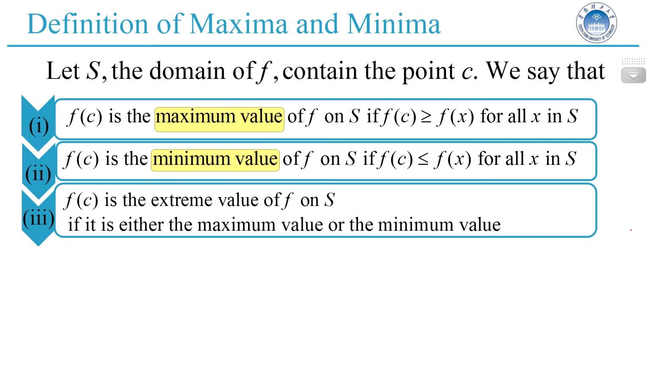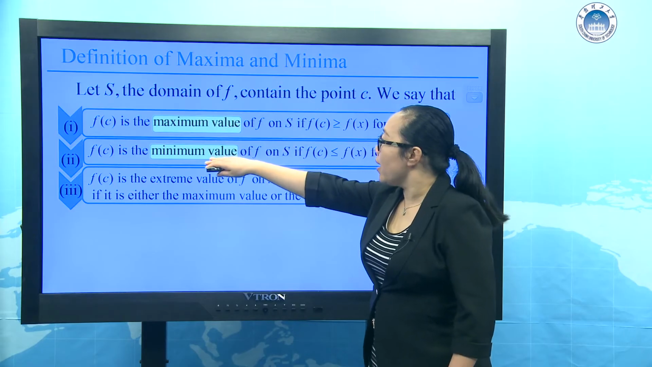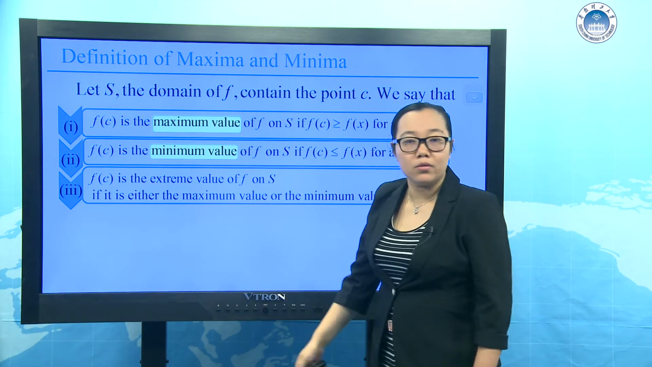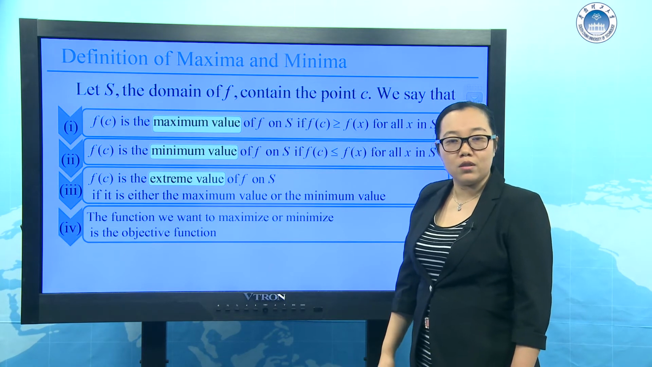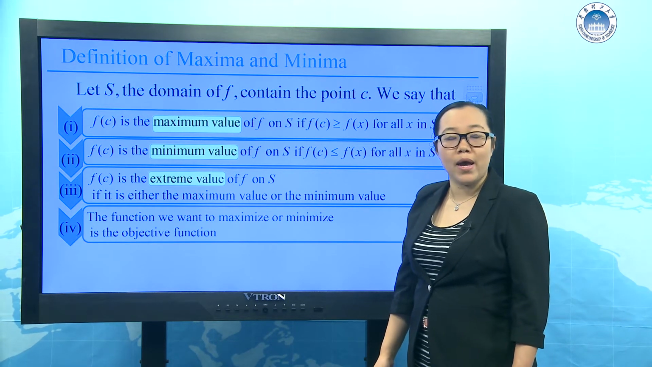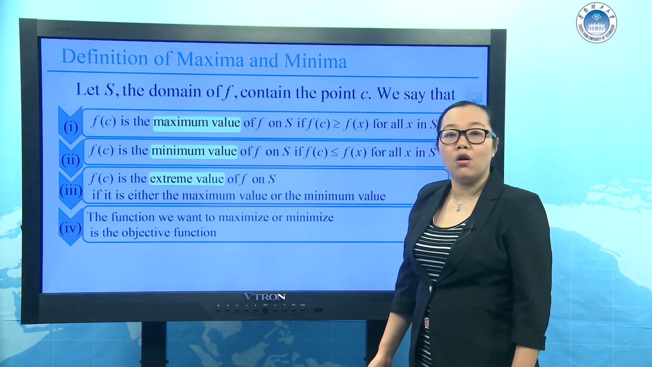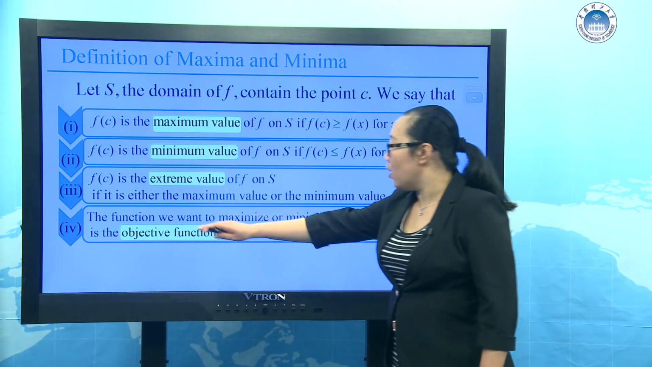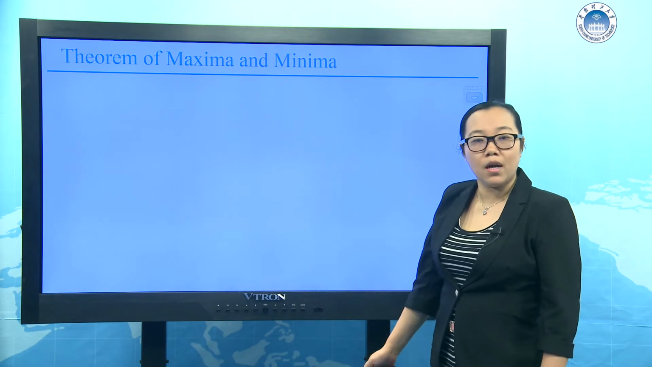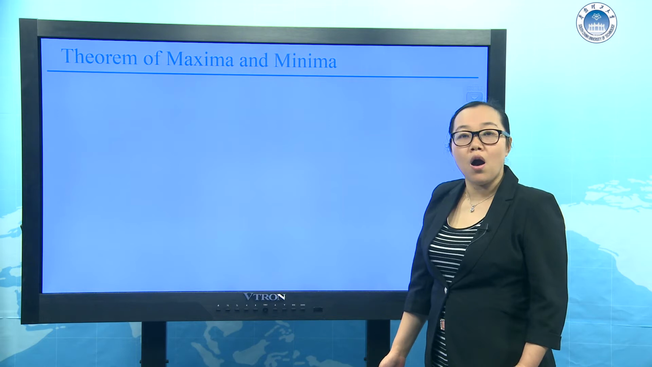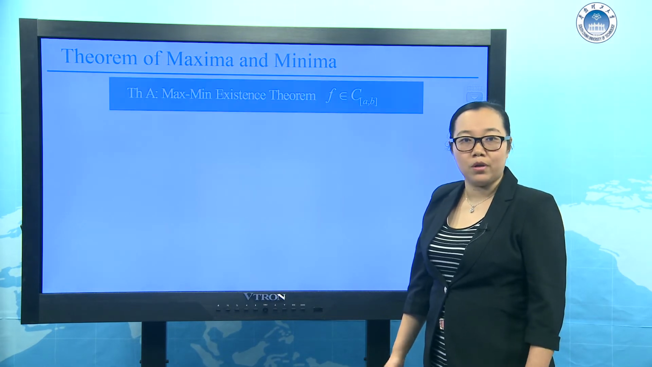Together, f(c) is an extreme value of f on the given domain if it is either the maximum value or the minimum value. Maximum value and minimum value are both called extreme values. The function we want to maximize or minimize is our objective function. So now we look at the theorem for how to get the maxima and minima.